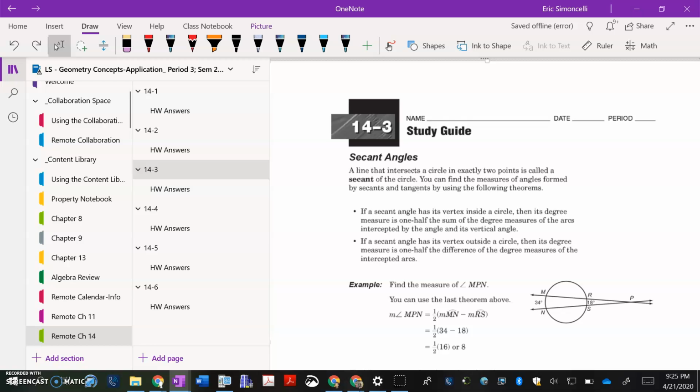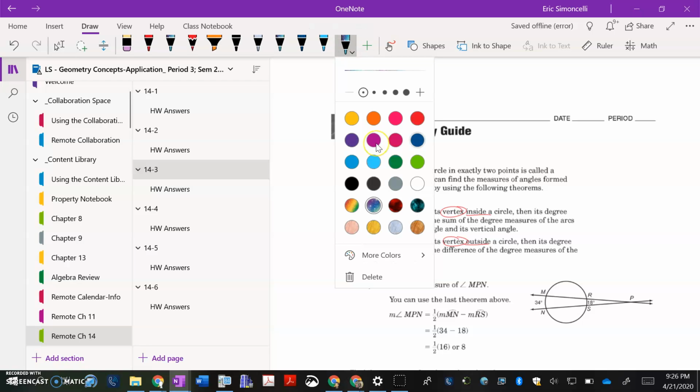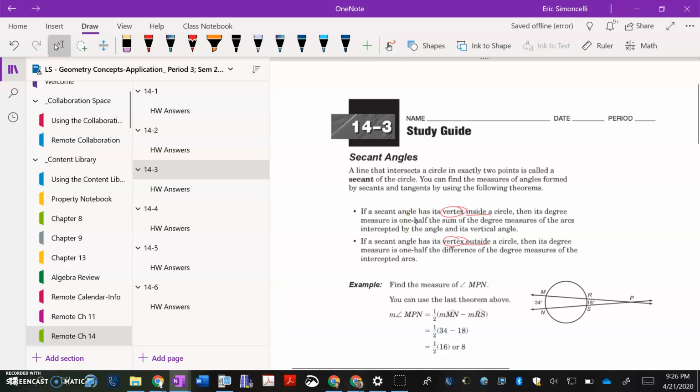If a secant angle has its vertex outside a circle, let's differentiate from the first theorem inside a circle with the vertex versus outside the circle with the vertex. Then its degree measure, again, is 1/2, but in this case, the difference of the degree measures of the intercepted arcs. So up above, we were noticing that more specifically, it was 1/2 the sum of the arcs intercepted, while here 1/2 the difference of the intercepted arcs.